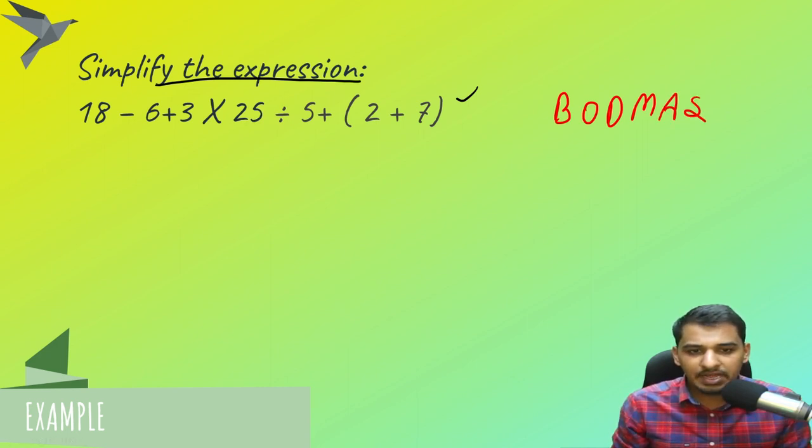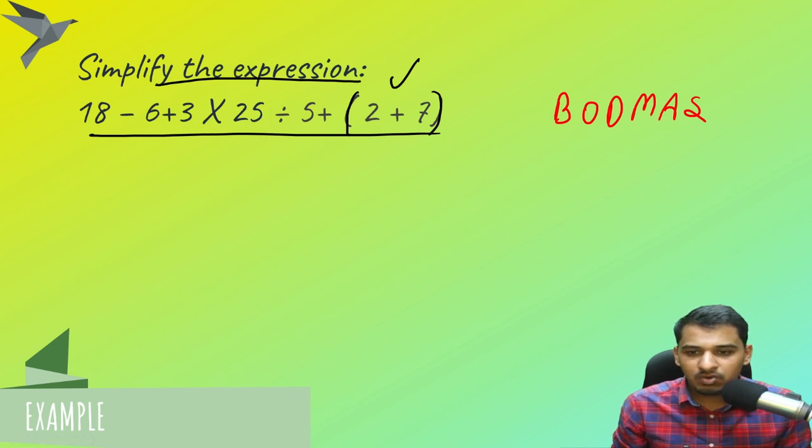Now let us look for any bracket. Does this problem have any bracket? The answer is yes, the bracket is here. That is this one. So we will solve for the brackets. So what has been written inside the bracket? It is 2 plus 7. So what is the value of 2 plus 7? So 2 plus 7 gives me 9. 2 plus 7 is 9. This is the value of bracket. Okay. So now we have solved for the bracket.